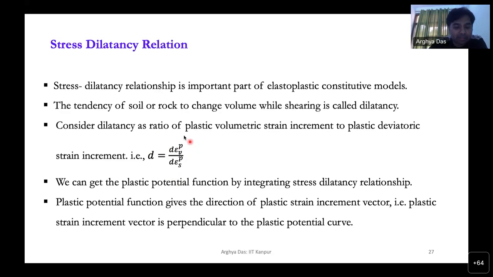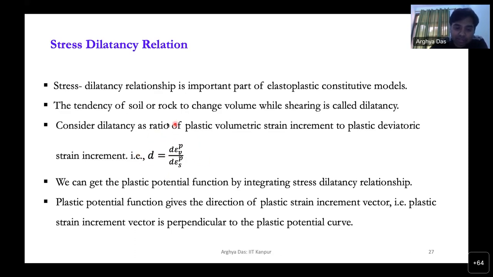Okay, we can get the plastic potential out of it. From experiments, we may figure out what this relationship is, and that helps us define it if we can integrate this equation. Generally, it is also a function of your stresses, that means the stress ratio or friction angle. So from there, we can derive our plastic potential from this stress dilatancy relationship.